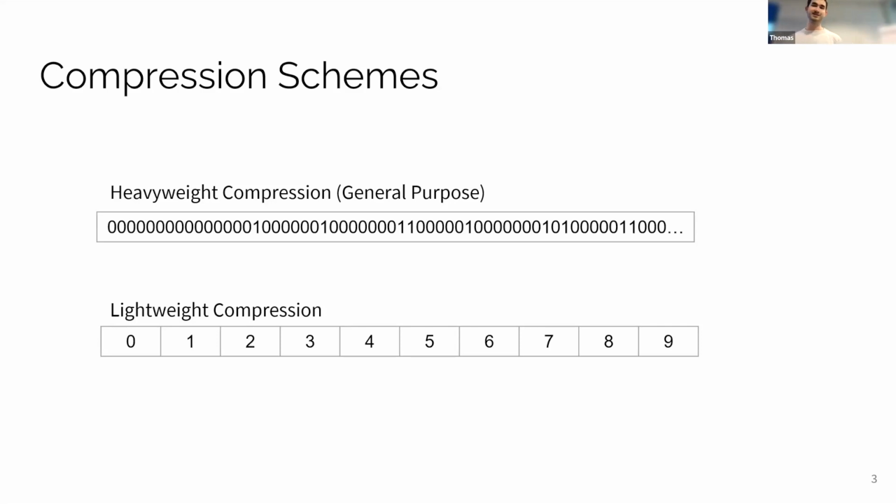In contrast, we have lightweight compression schemes, which look at data on the data type level. They need all the values of the data chunk to have a specific data type, for example integers, strings, or doubles. The patterns exploited by these lightweight compression schemes are on the data type level, and these schemes offer faster compression and decompression speeds compared to general purpose compression.